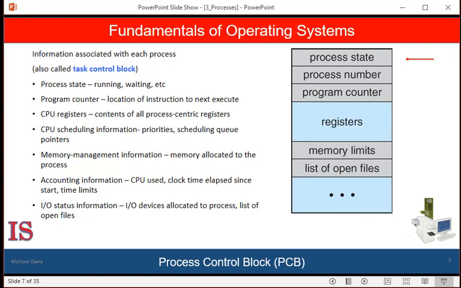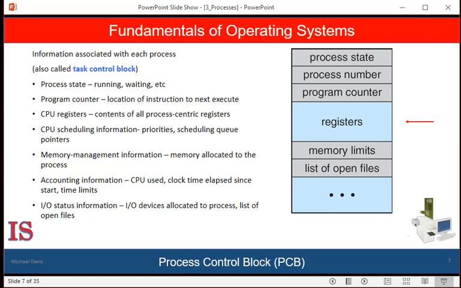The program counter. This is a counter that indicates the address of the next instruction to be executed. I remember telling you earlier that when an instruction is loaded into the memory, along with it comes the address of the next instruction that needs to be run. That's what's stored in this program counter.